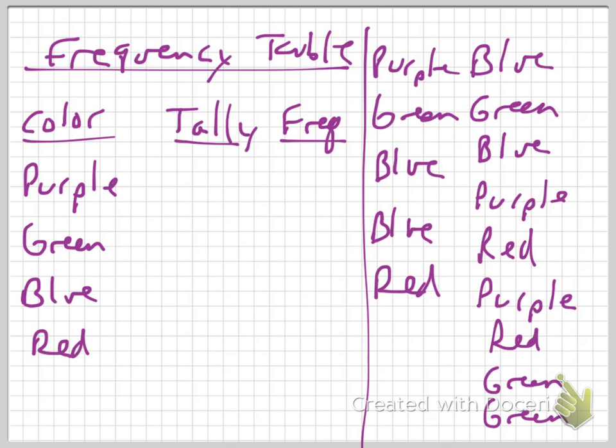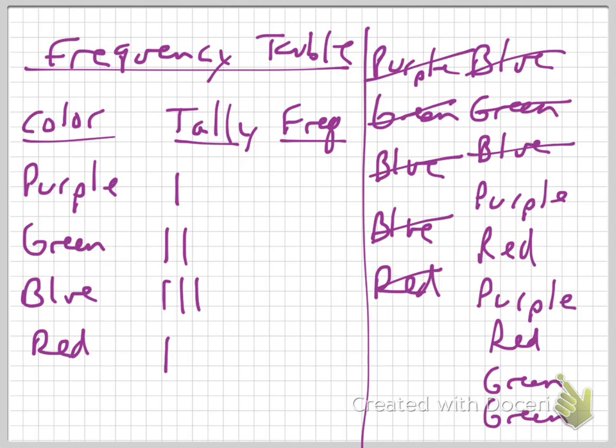we have to make a tally mark for everyone that shows up. So we have a purple here. Tally. A green here, tally. A blue here, tally. Another blue here, tally. A red, tally. A blue, tally. A green, tally. A blue, tally. A purple, tally. A red, tally. A purple, tally. A red, tally. A green, tally. And a green, tally.